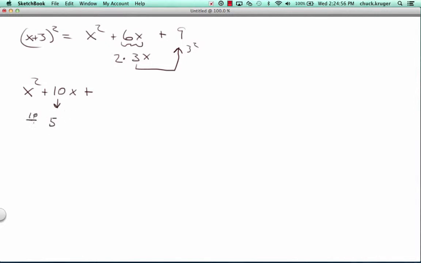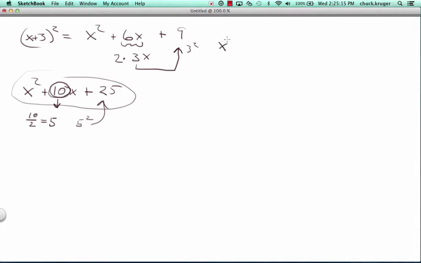That's what 10 divided by 2 is. And then I would square that 5, and that would be this n term. So this process is called completing the square, when I take this b coefficient, divide it by 2, and square it. So let me give you another one.